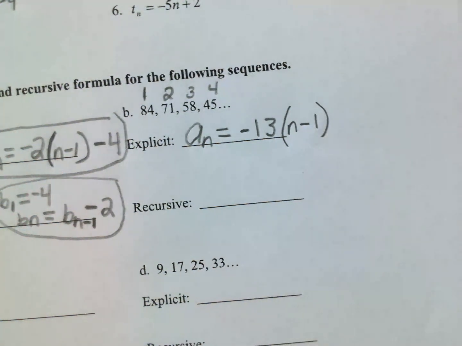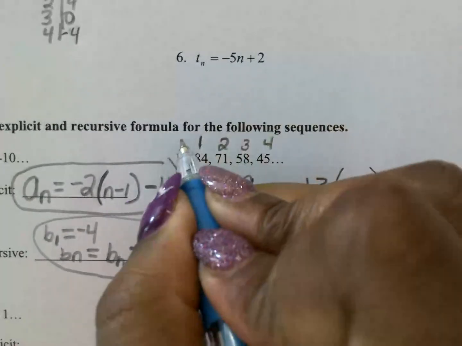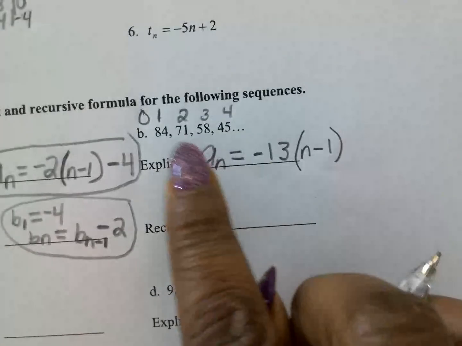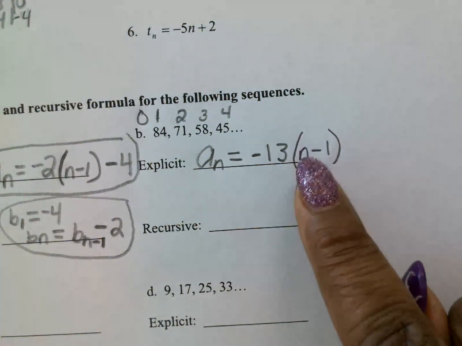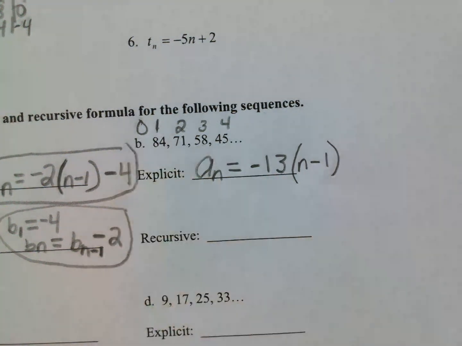Why, Miss Reyes, are we multiplying it by n minus 1 and not just n? We're multiplying it by n minus 1 because they didn't give you the starting number. They gave you the first number. They didn't give you the 0 number of where it started. So anytime they give you the first number, you have to then use n minus 1. If they give you the 0 number, then you could just use n. If they give you the second number, you're going to say n minus 2. If they give you the third number in the list, you're going to say n minus 3.